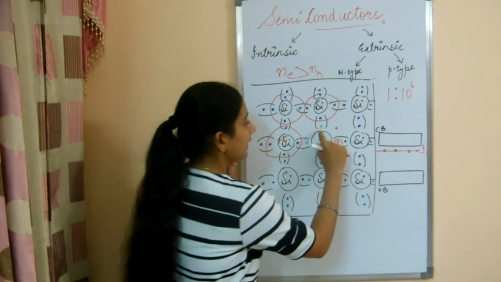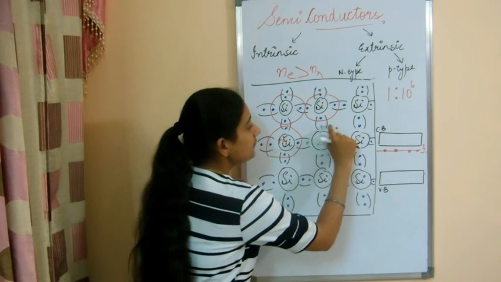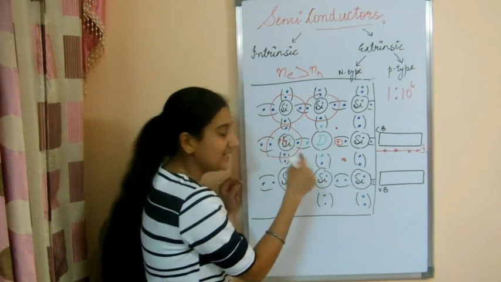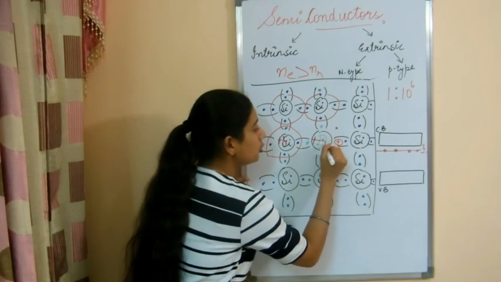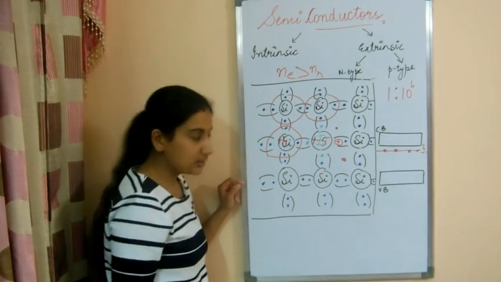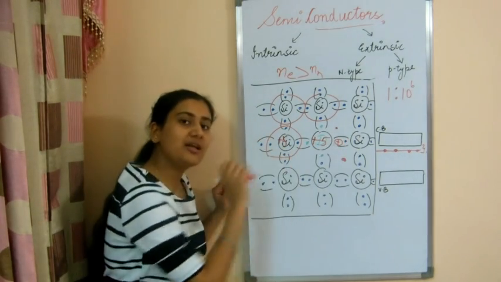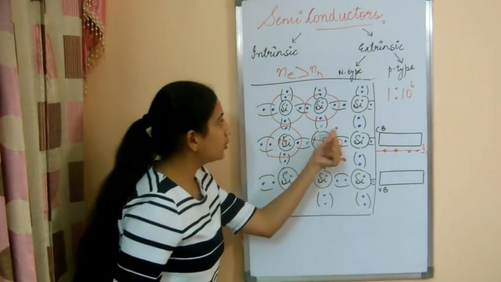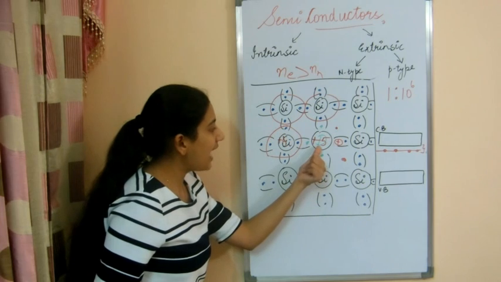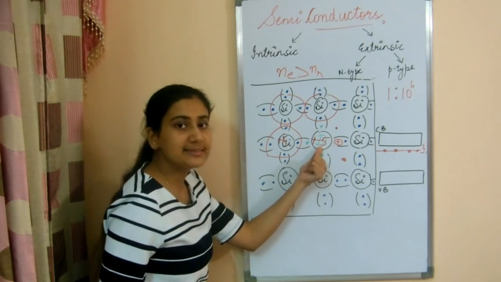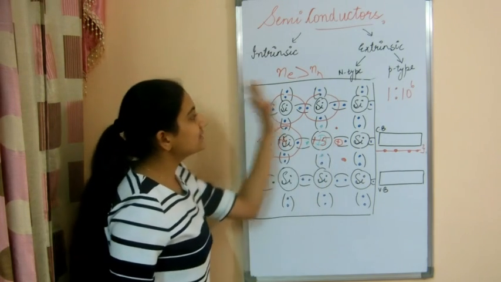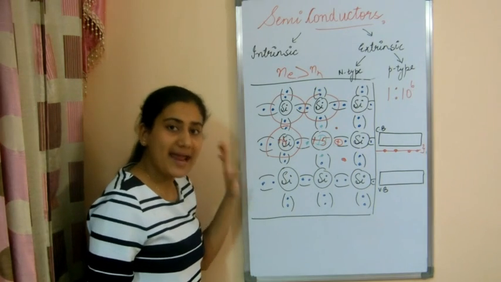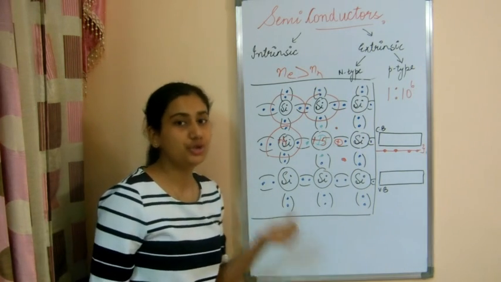So that means if this atom has 5 valence electrons, it has 5 protons in its nucleus. That means this is also electrically neutral. So all in all, though we have more electrons, we also have more protons in the semiconductor. So this extrinsic semiconductor, the n-type semiconductor, is also neutral.